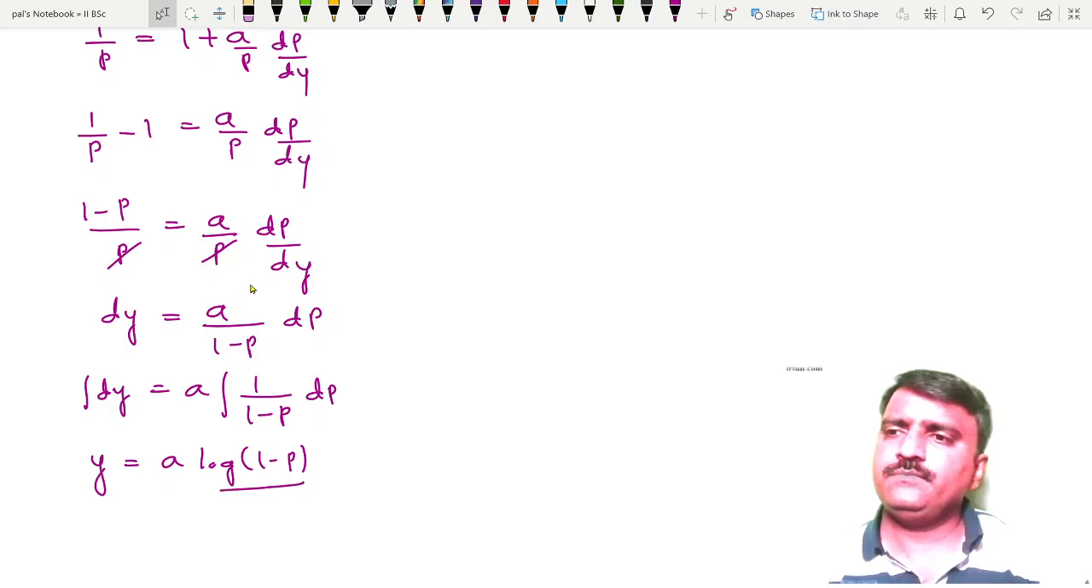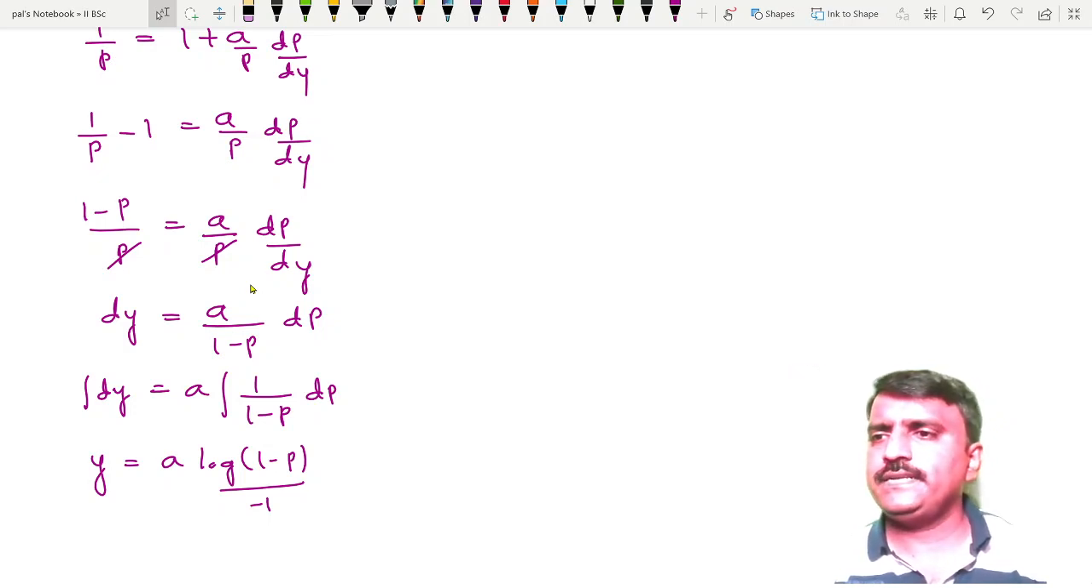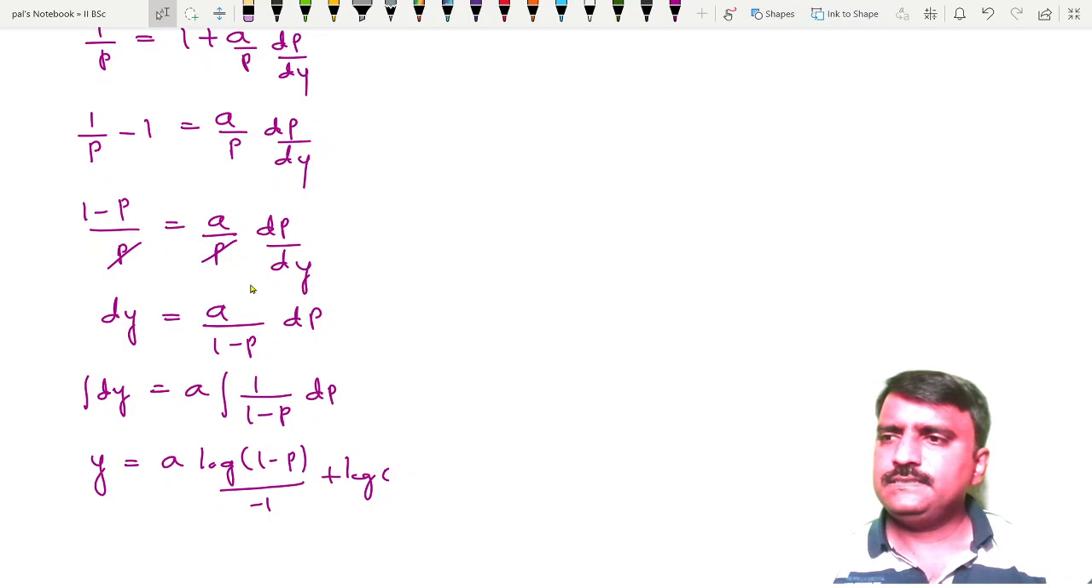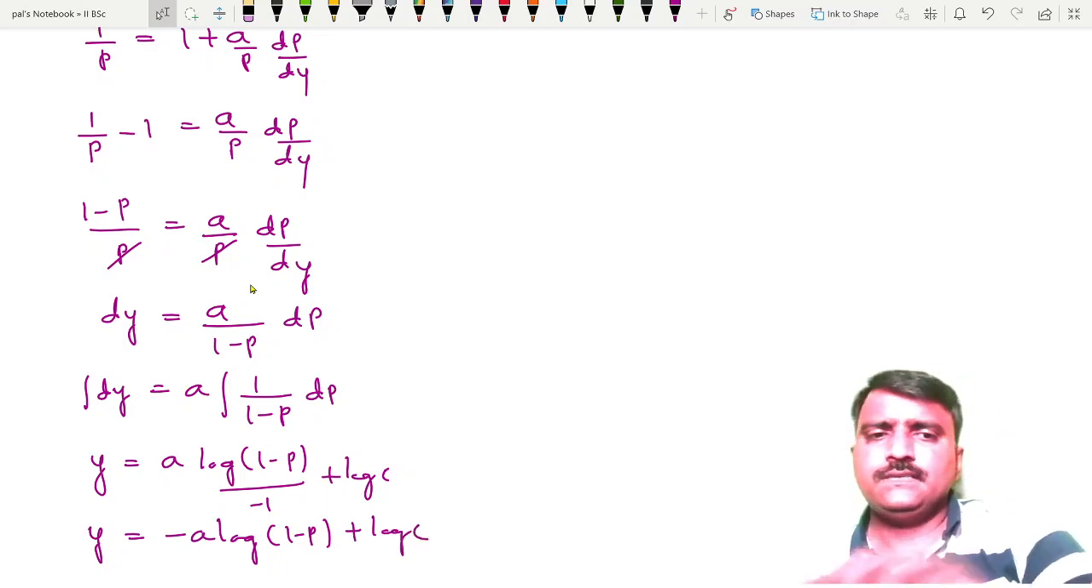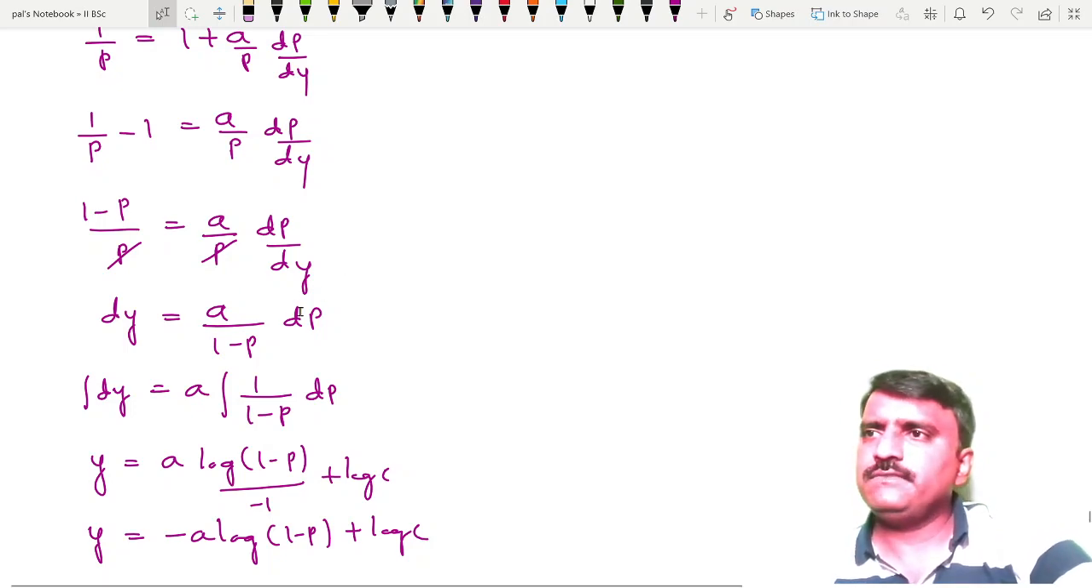This divided by minus 1, because the coefficient of p is minus 1, so you write minus 1 in the denominator, plus constant of integration, we take it as log c. Again this is y is equal to minus a log of 1 minus p plus log c, or you can write c, no problem. Yes, this is one of the solutions, to find the other value.